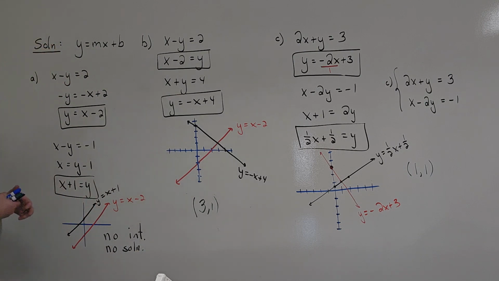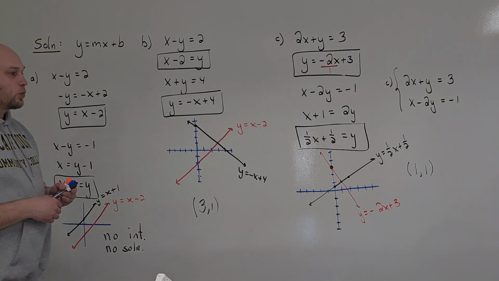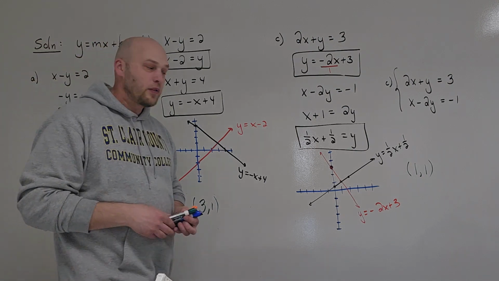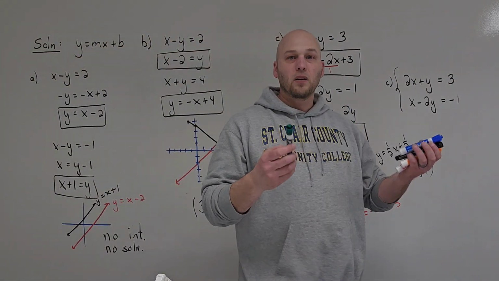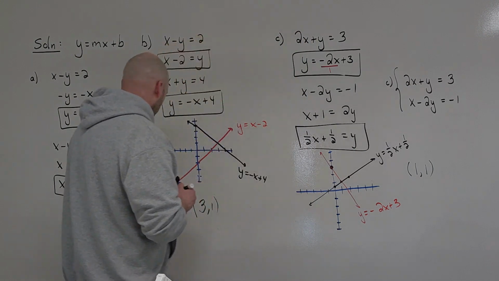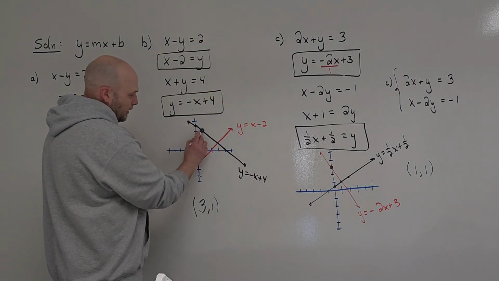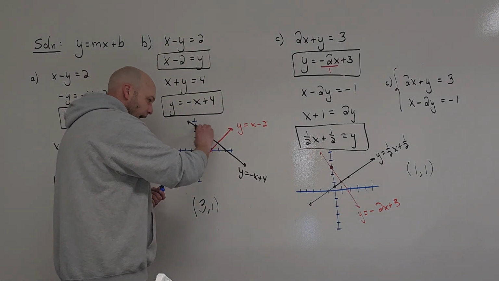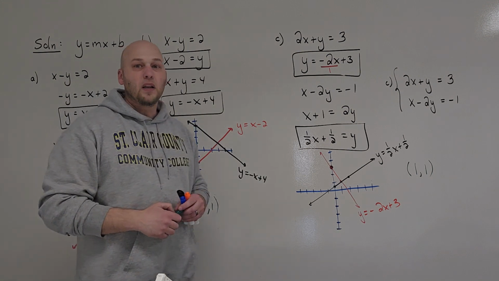Sometimes there will be no solutions, and that just is represented with parallel lines. The last case, which we didn't have an example of, but if the lines happen to overlap, meaning they're the same graph, like for example, let's say this black line here, what if the red line was exactly that same graph? Then there would be infinitely many solutions.